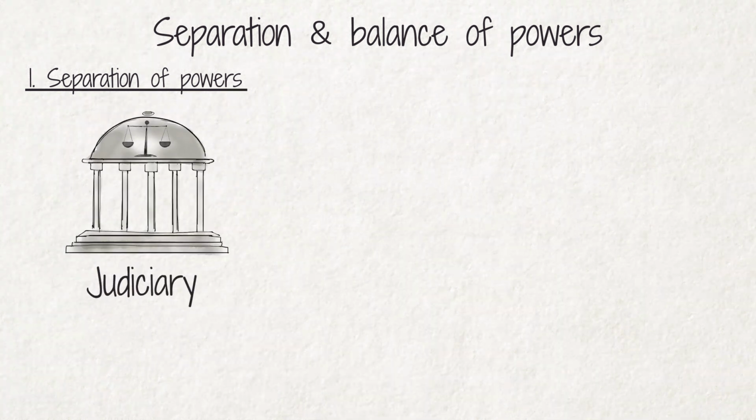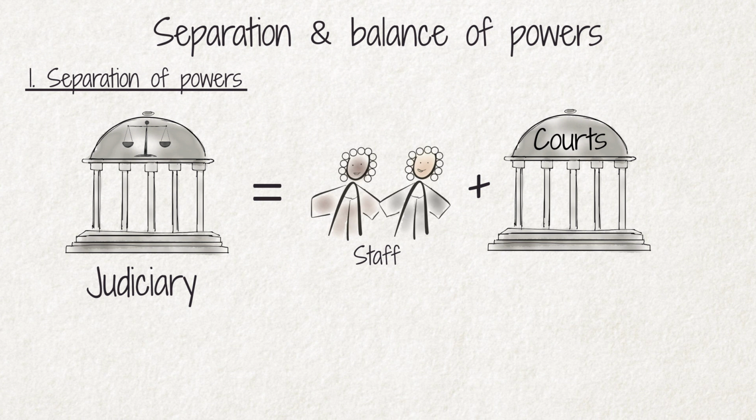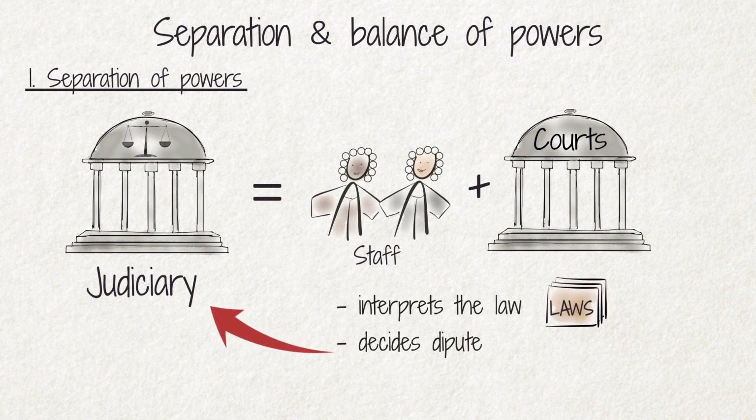The judiciary is the third branch of the democratic system and is represented by the courts and their staff. It interprets the law, decides disputes, and applies the Constitution.